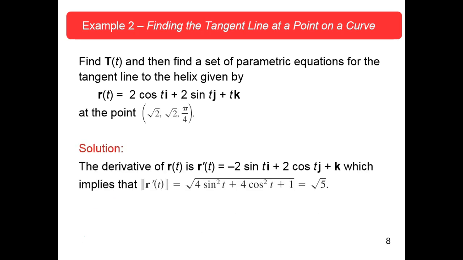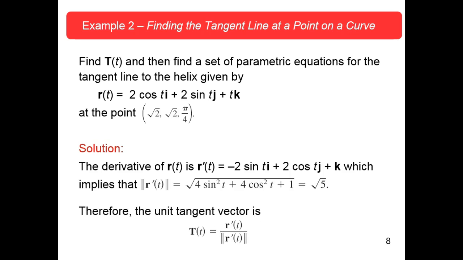So let me see. Derivative of that is r prime of t, just like y'all said, minus 2 sine t i plus 2 cosine t j plus k, which implies the magnitude of r prime is going to be the square root of 4 sine squared plus 4 cosine squared plus 1. And that's going to be root 5, because if you group these two together, factor out the 4, then you have sine squared plus cosine squared, which is 1. 4 times 1 is 4, plus 1 is 5, so it's square root of 5. Okay.